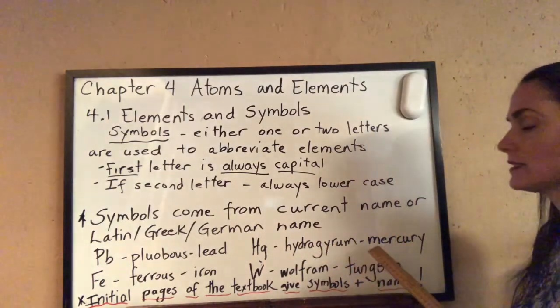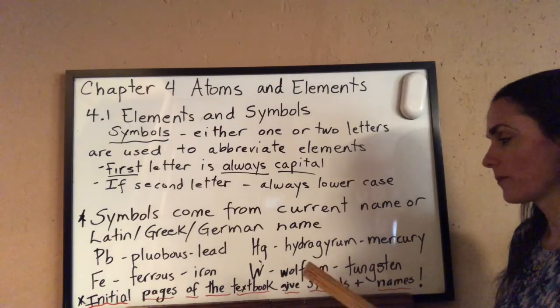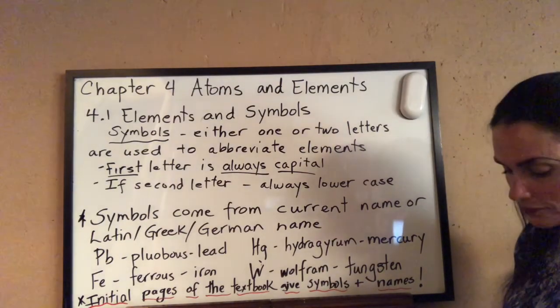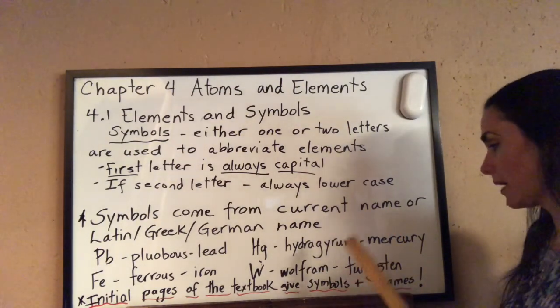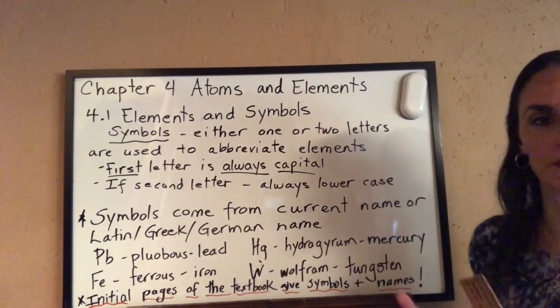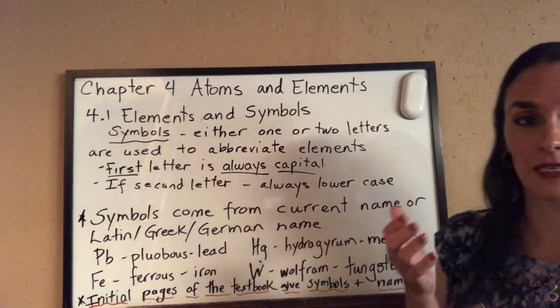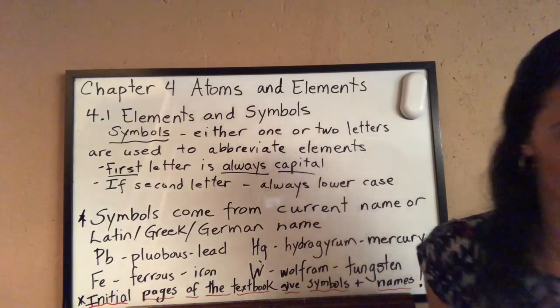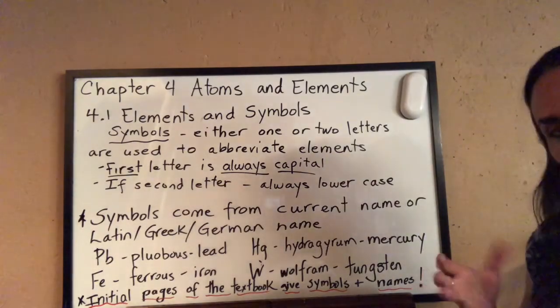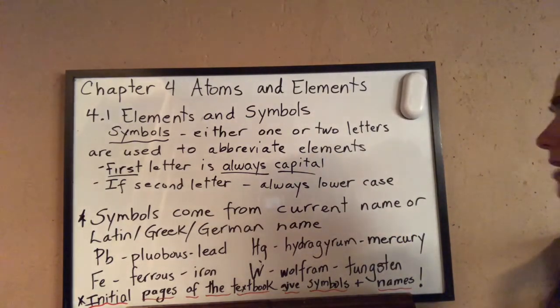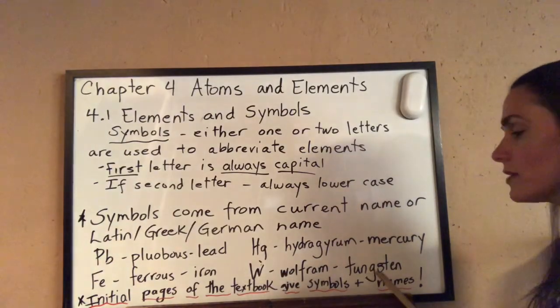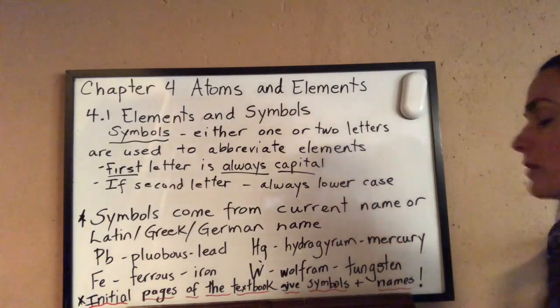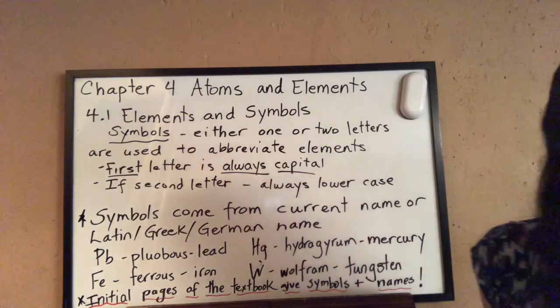Hg is the symbol for mercury, from the Latin hydrargyrum, literally meaning water silver, because mercury looks like liquid silver. Its nickname is quicksilver also because it's this silvery liquid. W is the symbol for tungsten, from the German wolfram. And there's a lot of other ones.